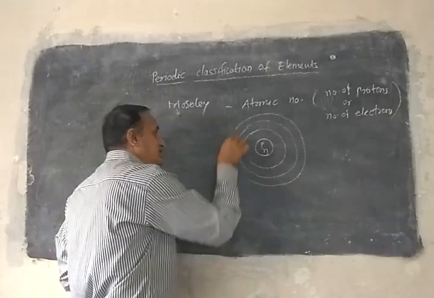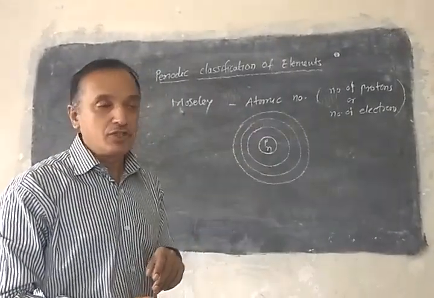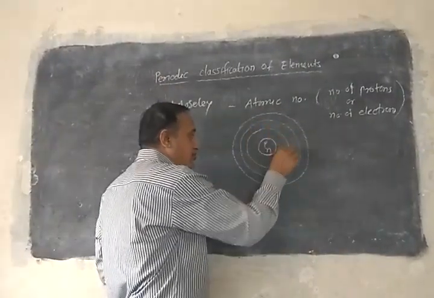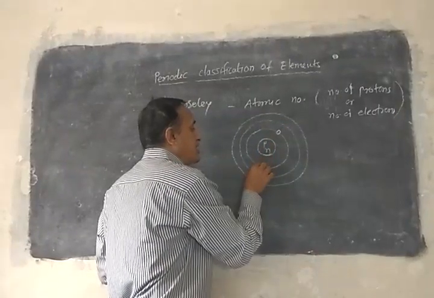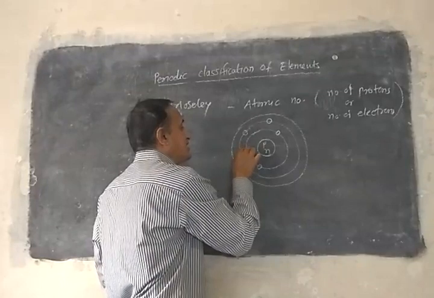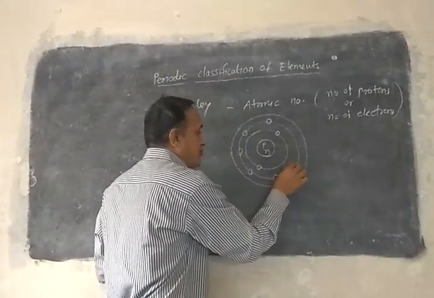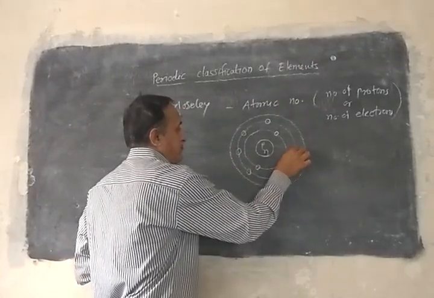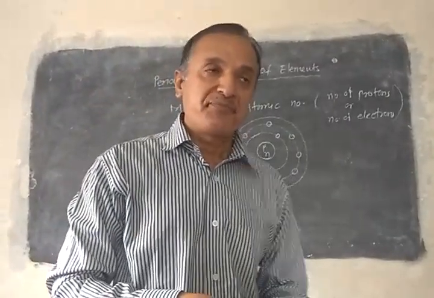These are the shells, that is the energy levels of the atom. We also call them orbits. In the different orbits there are electrons. So that we learned last year about atomic number. We also learned about the electronic configuration of the atom.